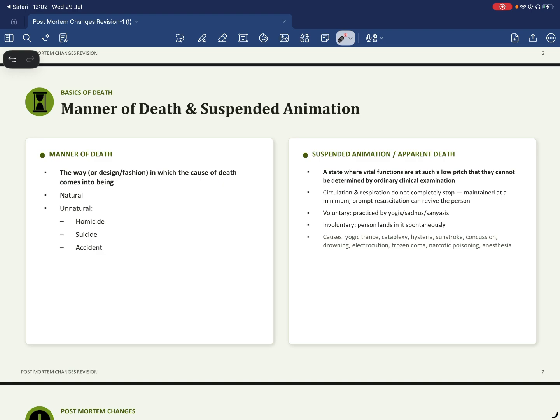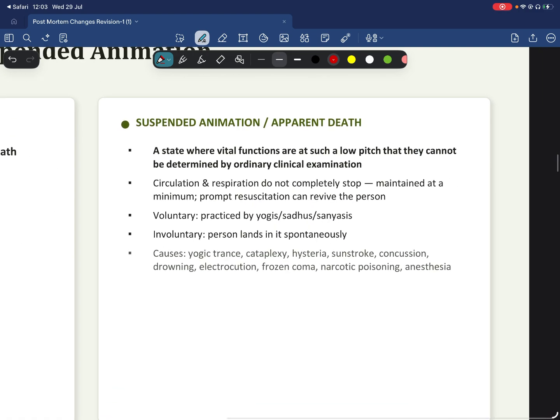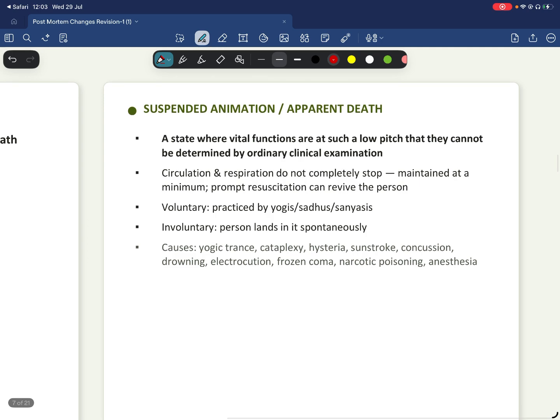Manner of death. This is the way or design or fashion in which the cause of death comes into being. It is of two types. We have natural deaths and unnatural. Unnatural is further classified into three. We have homicidal, suicidal, or accidental. Suspended animation. This is a state where vital functions are at such a low pitch that they cannot be determined by ordinary clinical examination. Here, circulation and respiration do not completely stop. They are maintained at minimum, and prompt resuscitation can revive the person.